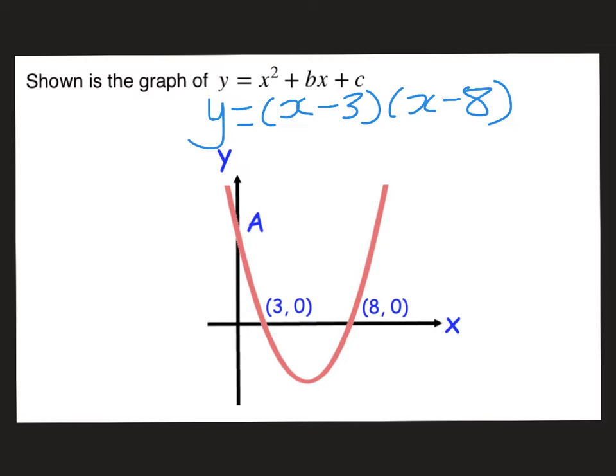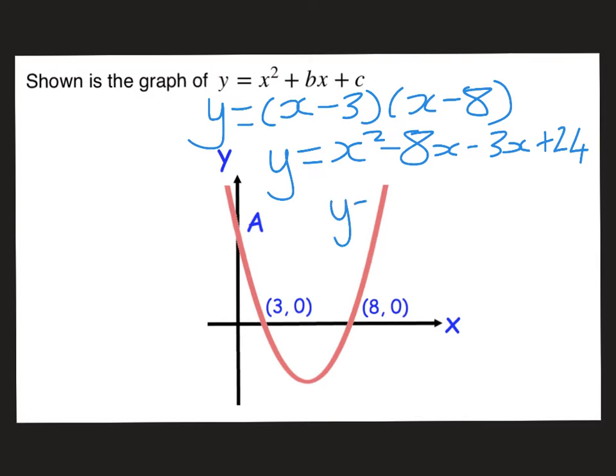I could expand that now. So x times x is x squared. X times negative 8, I have negative 8x. Negative 3x, and negative 3 times negative 8 is positive 24. Well, let's simplify that. Y equals x squared minus 11x plus 24. Now I'll look at this. I want to find b and c, so I know b is negative 11 and c is 24.